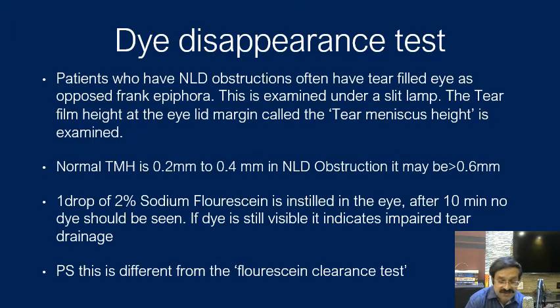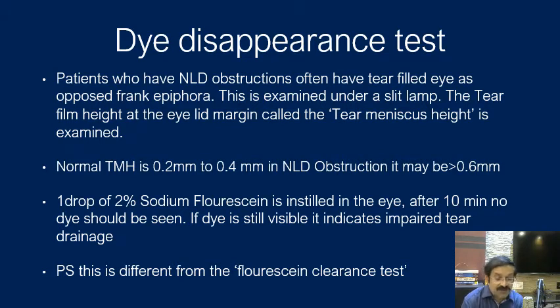Now, in the dye disappearance test, the patients who have a nasolacrimal duct obstruction often have a tear-filled glassy eye as opposed to a frank epiphora. This is examined under slit lamp, and the tear film height at the lid margin, which is known as the tear meniscus height or the TMH, is examined. A normal TMH in you and me will be around 0.2 to 0.4 millimeter, but anything greater than or equal to 6.6 millimeter would indicate that the patient is having some problem in tear drainage, and that is an indication that the patient might be having a dacryocystitis.